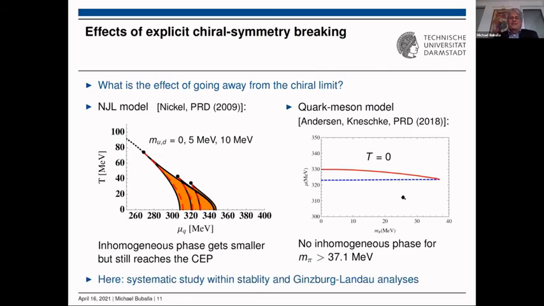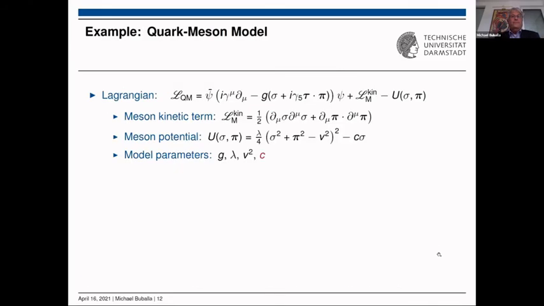Actually, the point is that these are not only two different models, and as I will show later, they are not so different, but they also made different ansätze for the inhomogeneous modulation, so for the spatial shape of the condensate. So Dominic Nickel used a so-called real kink crystal, which is some kind of domain wall soliton solution, and they used a simpler chiral density wave, which is actually known not to be a self-consistent solution anymore if you go away from the chiral limit. And so our aim was to study this more systematically without making any assumptions about the shape, within the stability and the Ginzburg-Landau analysis.